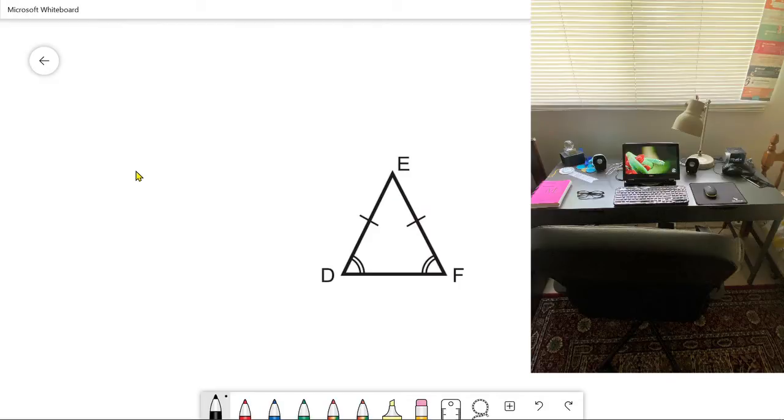So in this video, we will be proving that the base angles of isosceles triangles are congruent.